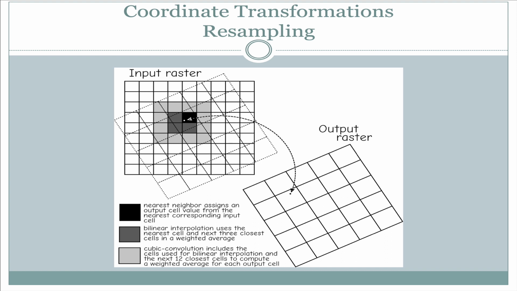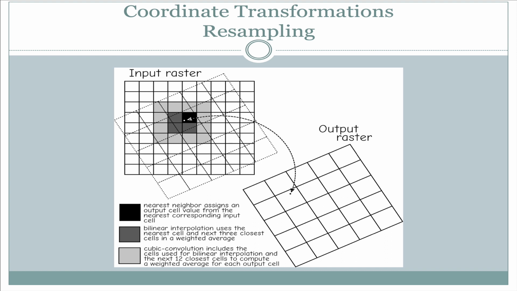There's three potential ways that we tend to what we call resample the data. In other words, we want to give that new grid cell, and you'll notice that new grid cell is bigger than the original grid cells, a value based on either what grid cell it falls into or what grid cells are around it.